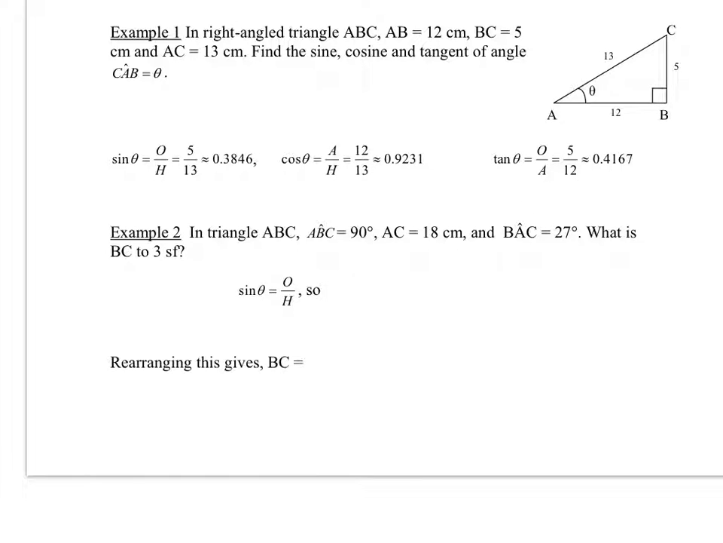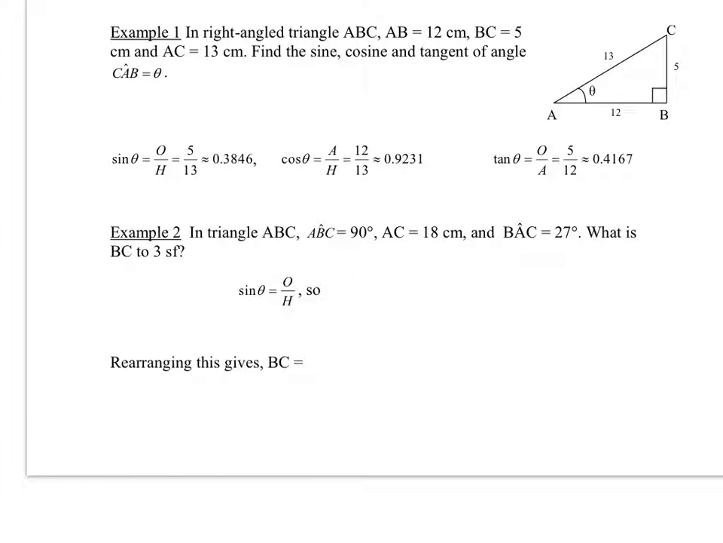And then it gets more useful for this kind of question like here. If you've got an angle BAC equal to 27 degrees, and you're given one of the sides of a right-angle triangle, then can you find BC to three significant figures?